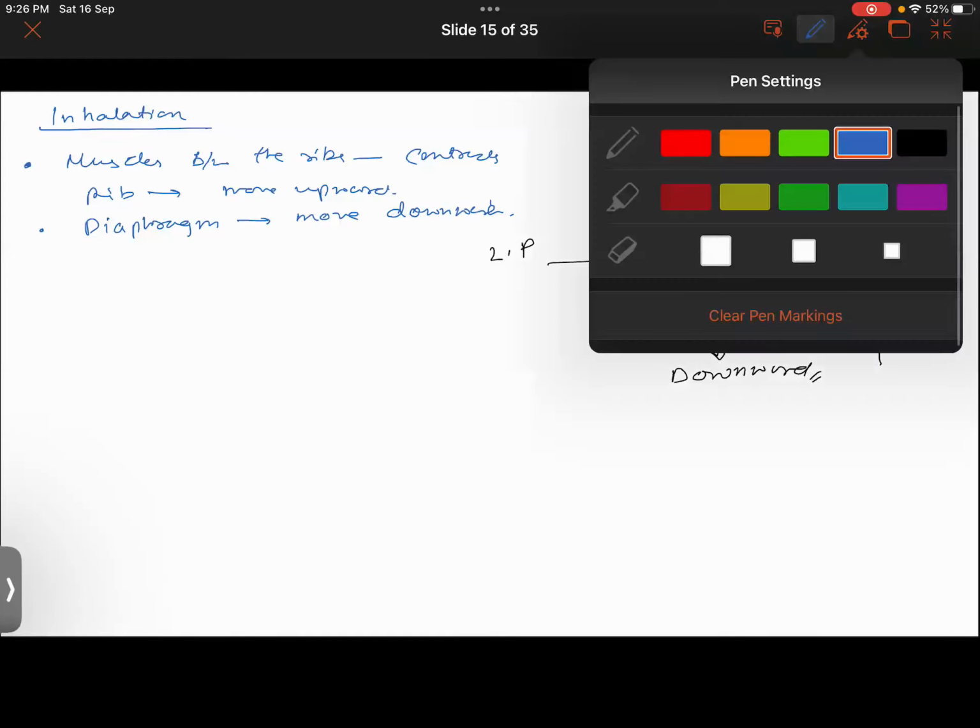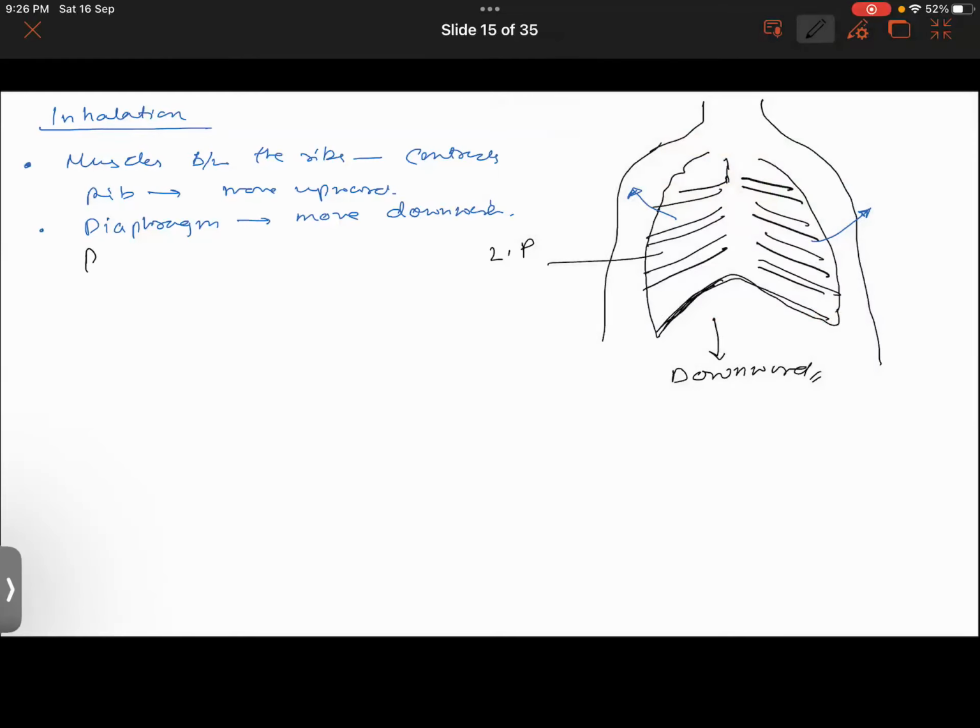And the most important point is regarding the pressure. So pressure inside the lungs is what? Is it high? It is reduced. That's why the flow of air will be inside the lungs, because the outside pressure is more.